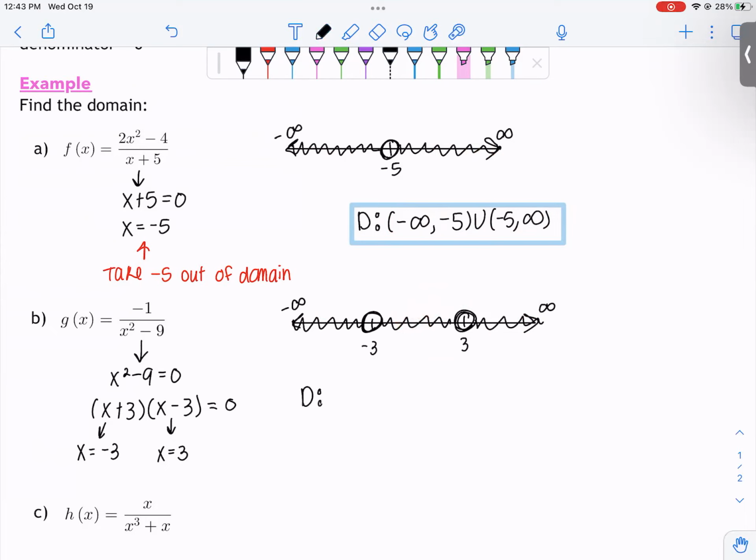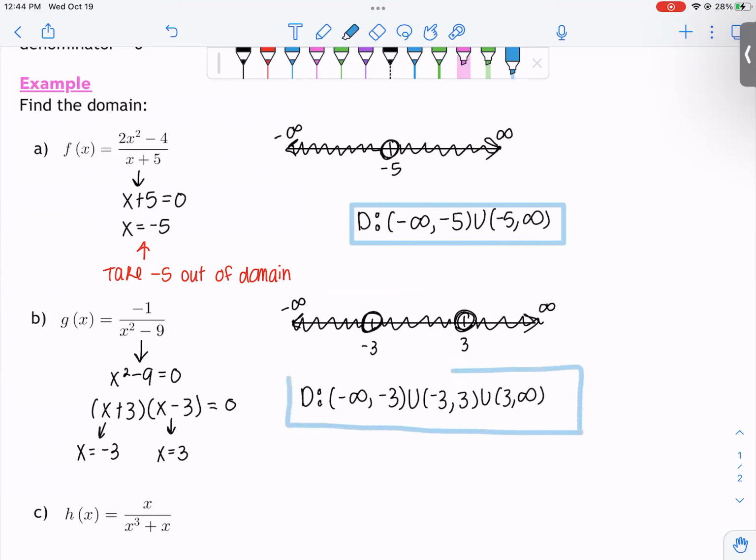So the domain of this goes from -infinity to -3, union, plucking -3 out, -3 to 3, that's this portion here, and then union 3 to infinity and beyond. And that is the domain for this guy.